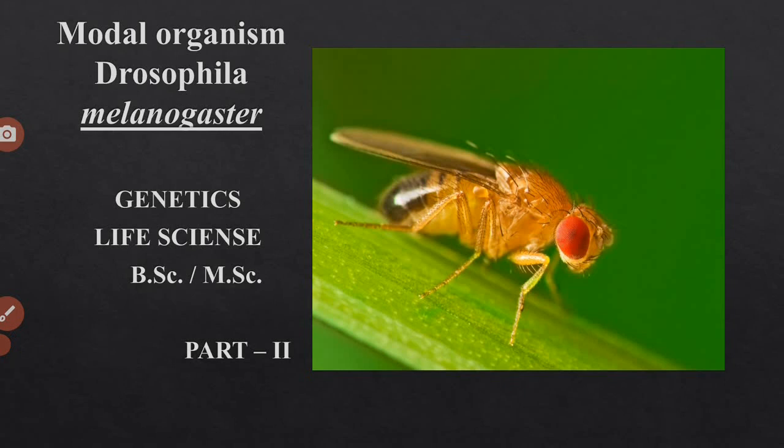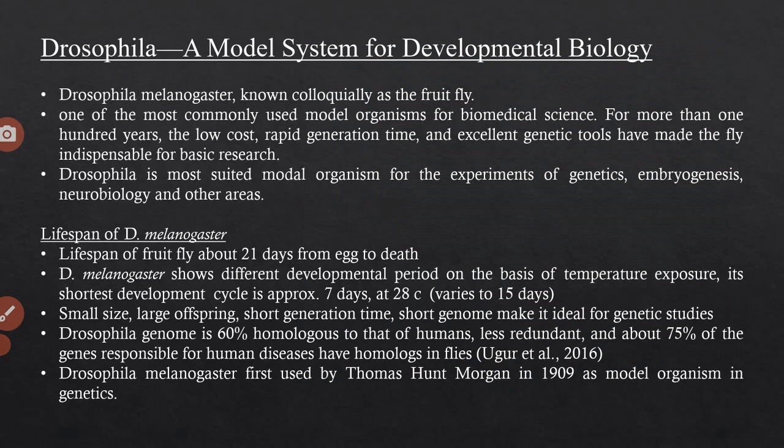This is the next part of the series on model organisms. Here I am going to discuss with you a model organism, Drosophila melanogaster. Drosophila melanogaster is the most commonly used model organism in the field of genetics, neurobiology, and developmental biology. And recently, it has been found to be used in some other areas of biomedicine, like cancer. In common language, we know Drosophila as a fruit fly.